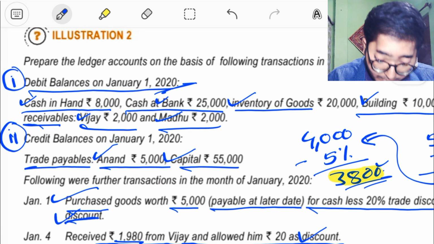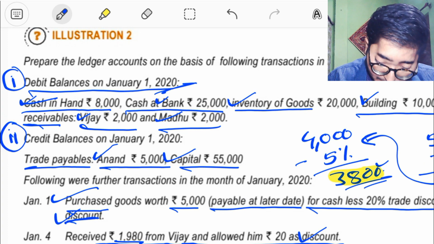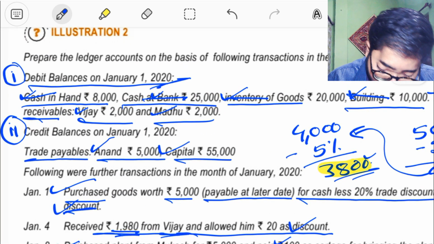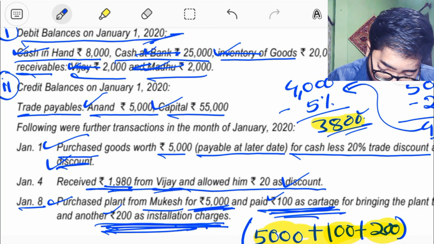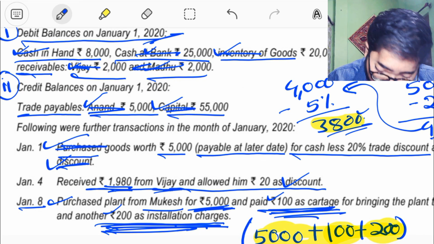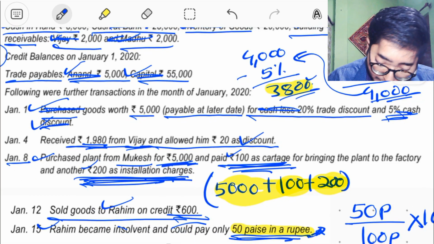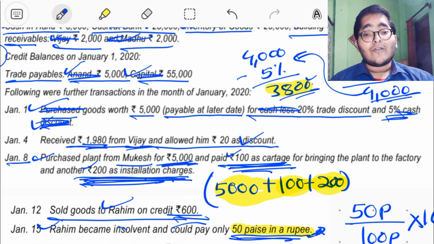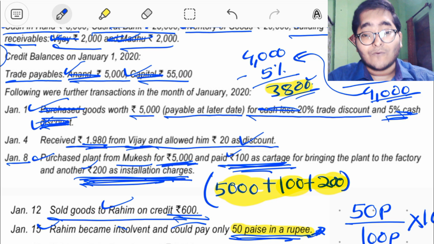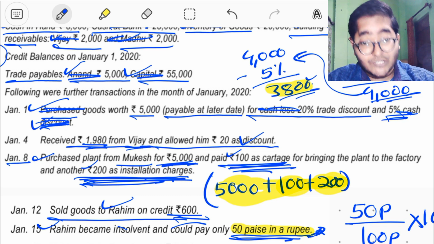Our first account, cash account, then bank account, then inventory account, then comes building account, then trade receivable for Vijay, Madhu. Now Anand as a trade payable, capital, purchase account, cash account is already there. Now new account, cash discount. For your kind information, trade discount is not shown or not disclosed in the books of the purchaser.